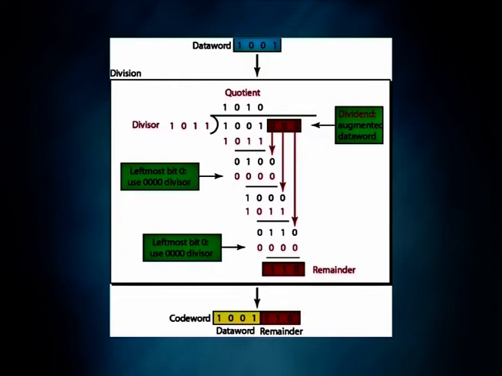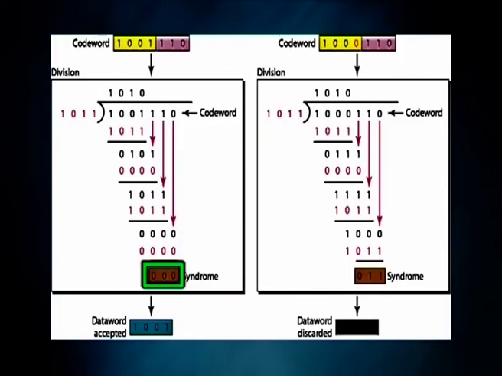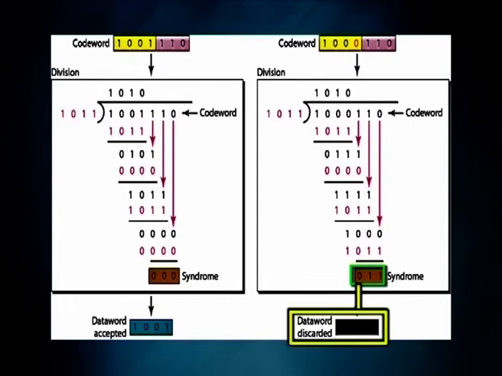On the receiver side, the data received is once again divided by 1 0 1 1. Please see the diagram, in which the left side shows that data is received with no error and the right side shows that data is received with error. In case there is no error, the remainder will be 0, which is shown on the left side, and in this case the data word is accepted. In case there is an error, the remainder will not come out to be 0, which shows that there is an error, and the data word is discarded.